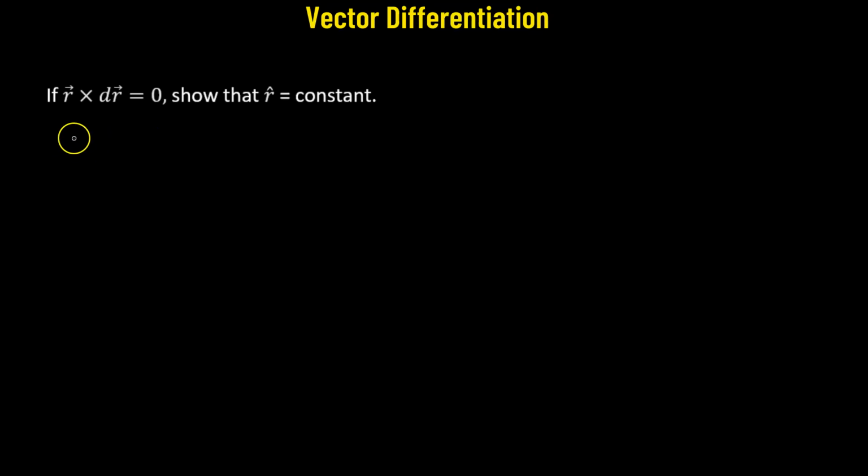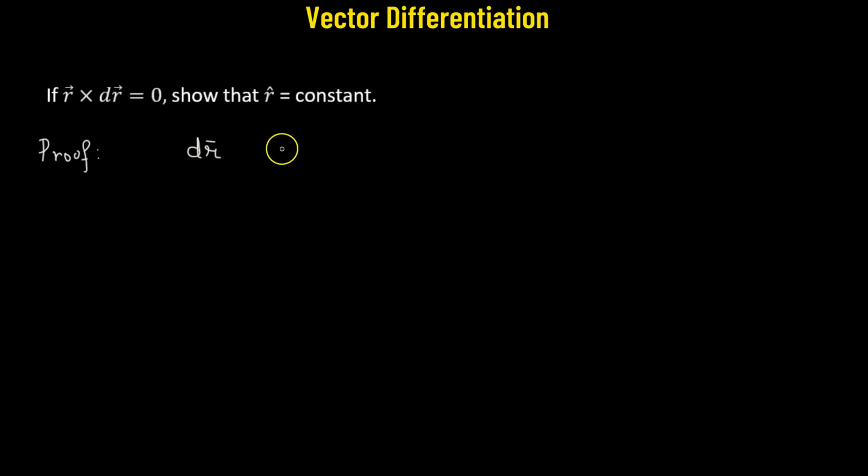Here we have a vector valued function r. Its cross product with its differential dr vector is equal to 0. Then we have to show that r cap, the unit vector r, is a constant. So let us begin. We first begin with the differential dr vector.